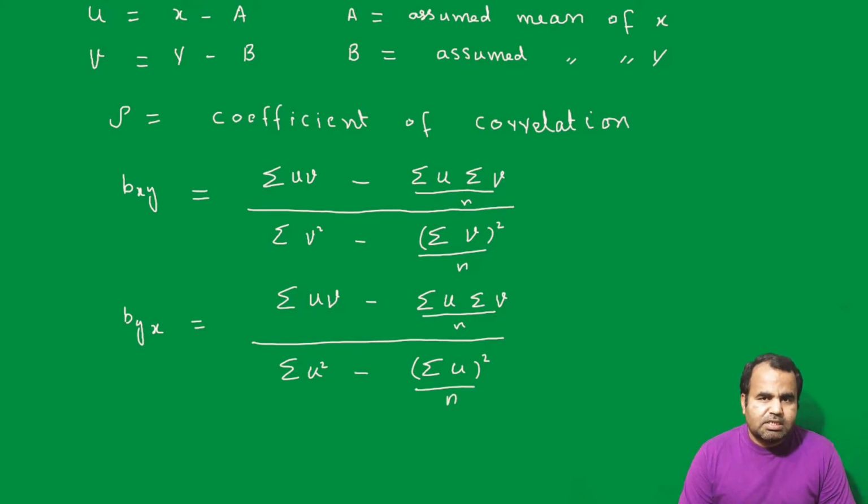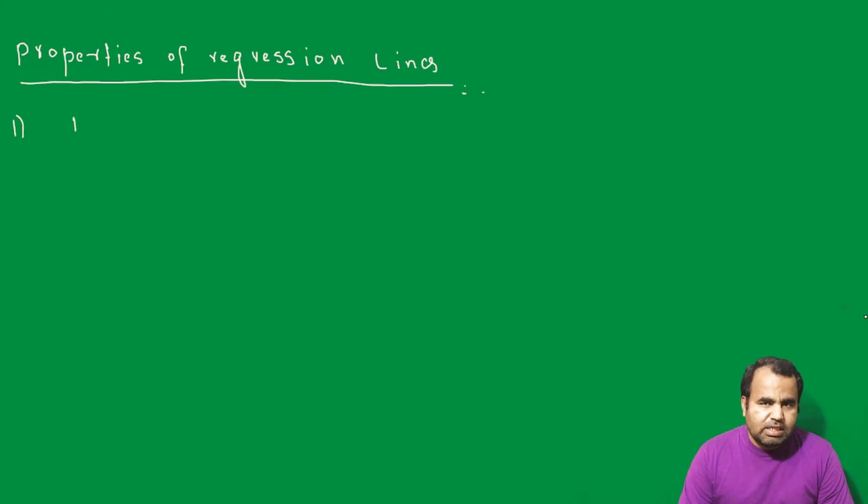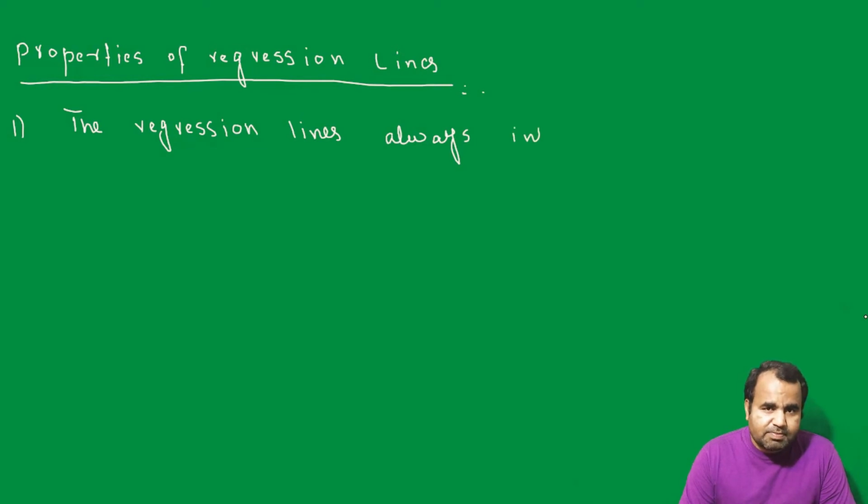Now we discuss certain properties of regression. The first property is that regression lines always intersect at a certain point, and that point is x bar, y bar. As I have already explained, x bar and y bar are the arithmetic means of all the values of x and y respectively.